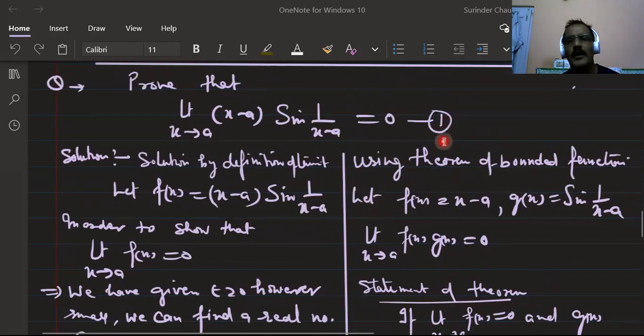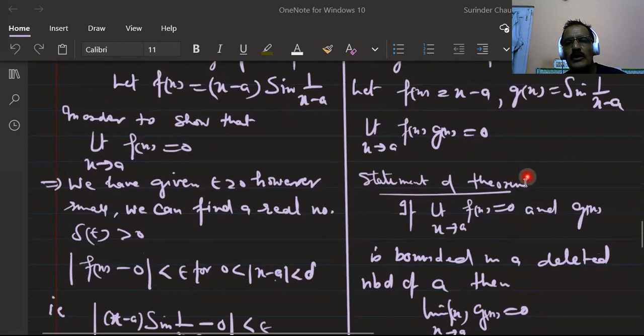We can also prove it by the use of the theorem that if the limit of one function is 0 and the other is bounded, then the limit of the product is equal to 0. So using the theorem of bounded functions to prove the same problem. Let f(x) be equal to x - a, and g(x) be equal to sin(1/(x - a)). We have to prove that the limit as x approaches a of f(x) g(x) is equal to 0.